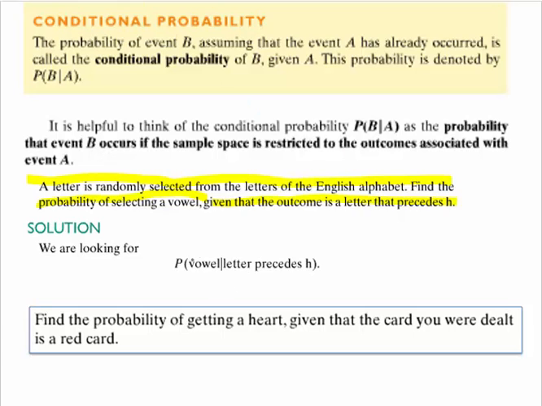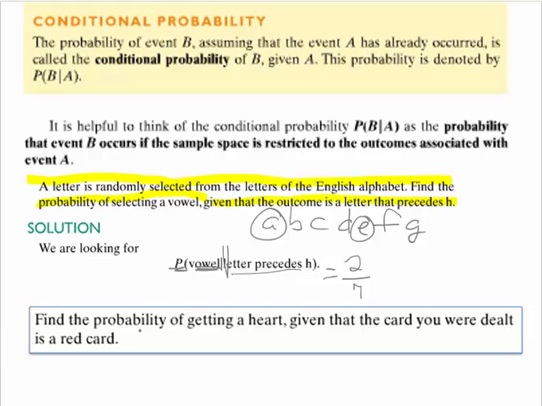So here's how that is written. What's the probability of the letter being a vowel? And this slash here means given that the letter precedes H. Well, the letters before H in the alphabet are A, B, C, D, E, F, and G. So what is the probability of selecting a vowel? Well, there's 2 vowels given the letter precedes H. There's a total of 1, 2, 3, 4, 5, 6, 7 letters. So the probability would equal 2/7.